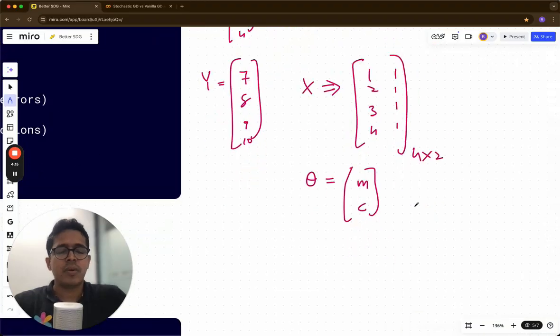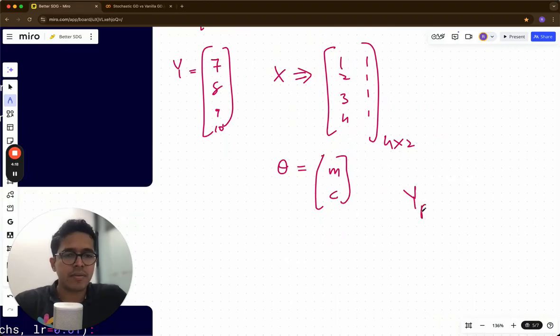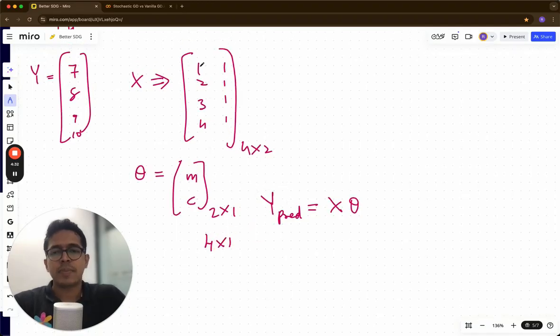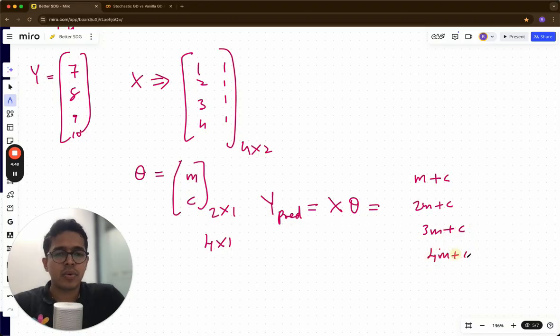Now you can say that the prediction y predicted equals x times theta, because x is a 4 by 2 matrix and theta is a 2 by 1 matrix, so the result of x times theta will be a 4 by 1 matrix. The first prediction is 1 times m plus c, so m plus c, the second is 2m plus c, the third is 3m plus c, etc., and the last one will be 4m plus c.